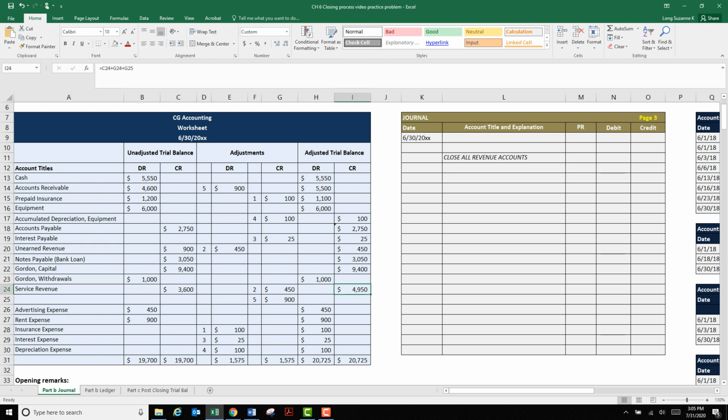And I see there's a credit to revenue. So to close revenue, I need to do the opposite, or close it. So service revenue was a credit. I am going to make it a debit to close it out. So I see credit here and a debit here to zero it out.